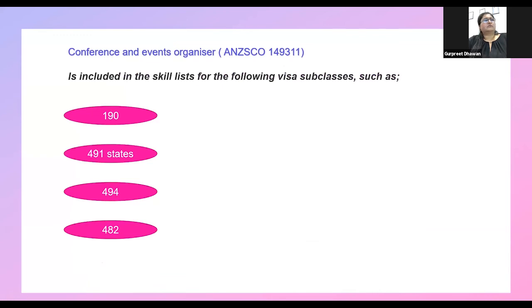For conference and events organizer, they have these 4 options. They can go for subclass 190 later on. 491 state sponsored is an option. 494 employer regional sponsored is an option. 482 short-term work visa is an option for these particular applicants.